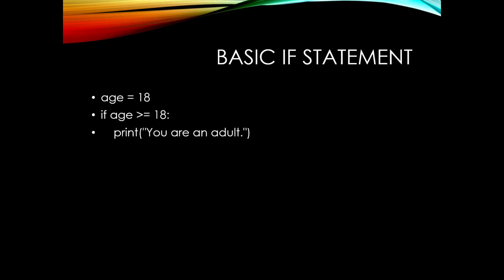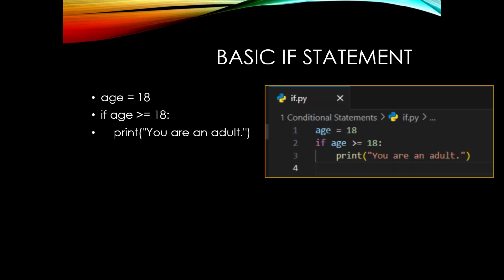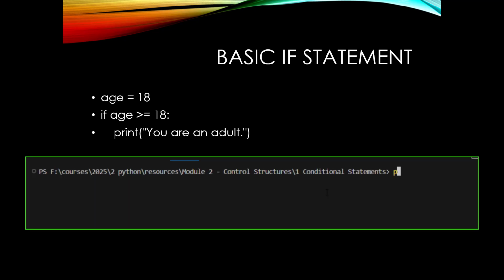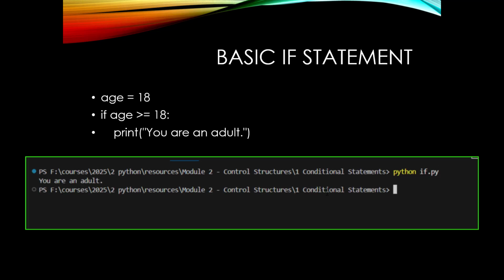Basic if statement. Let's start with a basic if statement. Let's write here age equals 18. If age greater than or equal to 18, here we have the if condition and a conditional operator that we will see. Print you are an adult. Here Python checks if age is greater than or equal to 18. If yes, it prints a message, you are an adult. If not, it skips the block.